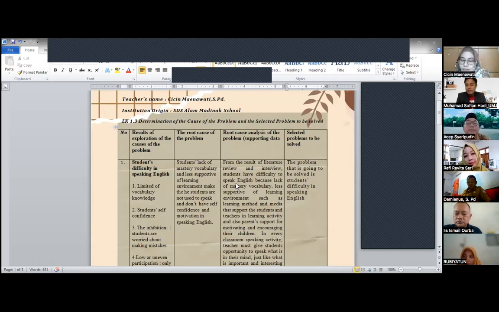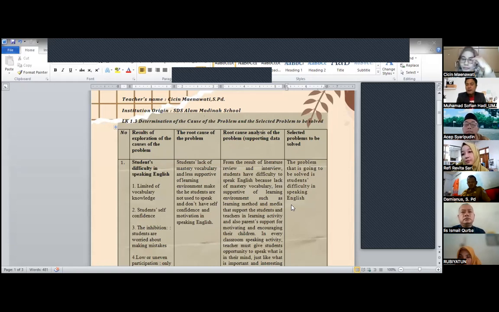And then the last one, the fifth column, consists of the problem that is going to be solved: student difficulty in speaking English. Since it is for the primary level, and based on suggestions from Mr. Ismail and the rest of your friends, and also Mr. Hidayati, if I'm not mistaken, you can pick a specific theme, that should be okay. Or just still go with this type of problem, it will be just fine.